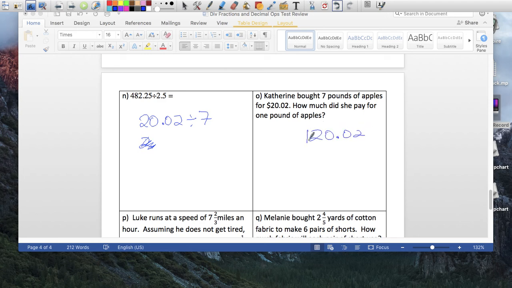20.02 divided by 7. 7 does not go into 2, but goes into 22 times, which is 14. Subtract, you get 6. Decimal moves up. Bring the 0 down. 7 goes into 68 times, which is 56. If you subtract, you get 4 left over. Bring that 2 down, and 7 goes into 42 6 times. So each pound of apples that she bought ended up costing $2.86.